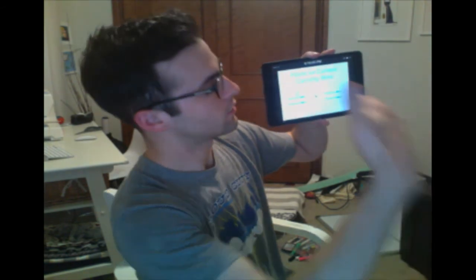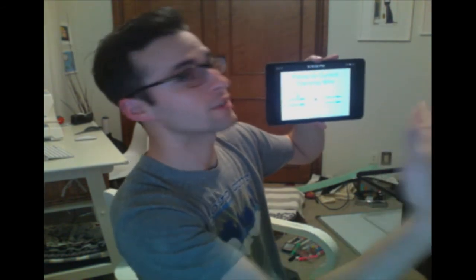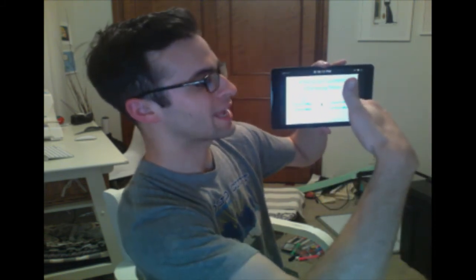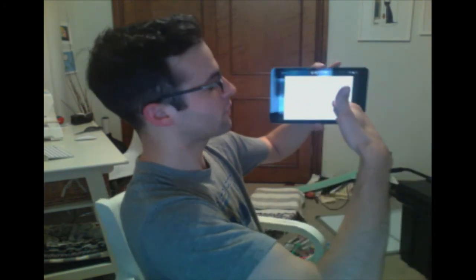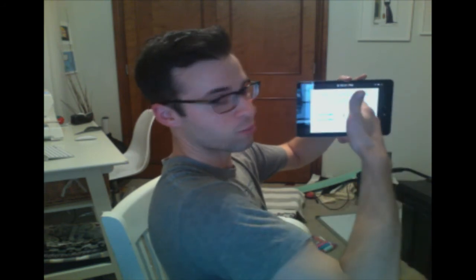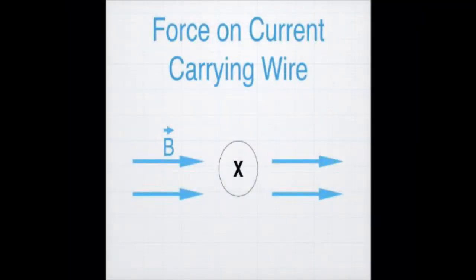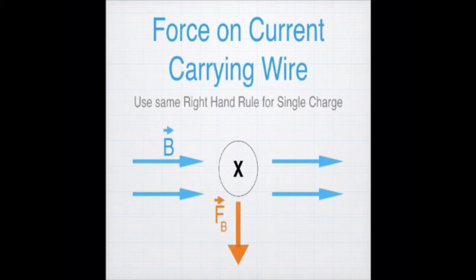So here we go. I'm going to point my fingers in the direction of the velocity. So my velocity is the current. So in a sense, the velocity of the charges. So my current is going in, therefore my velocity is going in. So I've pointed my fingers into the screen. Now I'm going to curl my fingers in the direction of the magnetic field. Now the magnetic field is pointed this way. So I can't curl this way, I've got to curl this way. Okay? So fingers are pointed in the direction of the current, and then curl your fingers in the direction of the magnetic field. And if you do that, you should get a force on that wire that is down.